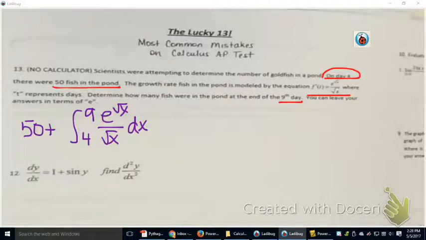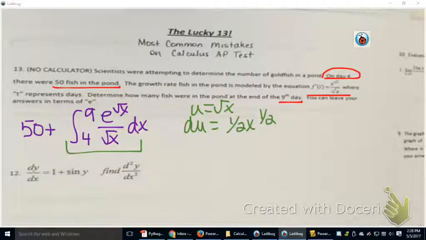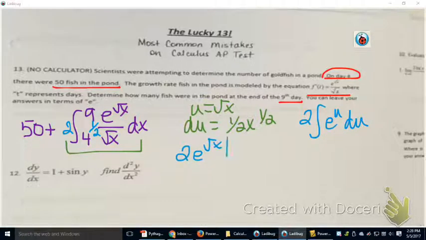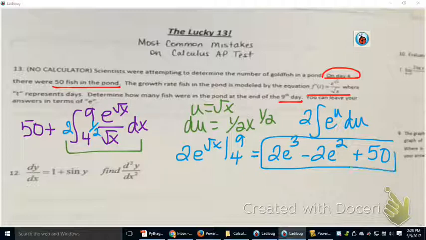So we're going to find the antiderivative here. That's u substitution. So u is the square root of x, and du is 1/2 x to the negative 1/2. So that means in this problem we're missing a half on the inside, which means I can put a 2 on the outside. So I'm going to have 2 times the integral of e to the u du, which is 2e to the square root of x. Then I want to evaluate it at 4 and 9. Plug in the 9, so that's 2e to the 3. Plug in the 4, so that's 2e squared. And then you have your 50 at the end that you want to add to it. So this is the amount of fish in the pond.